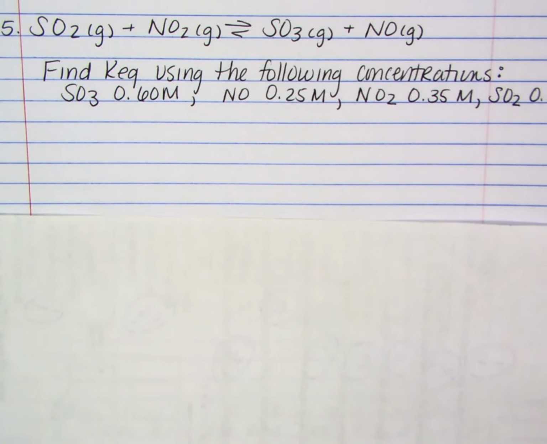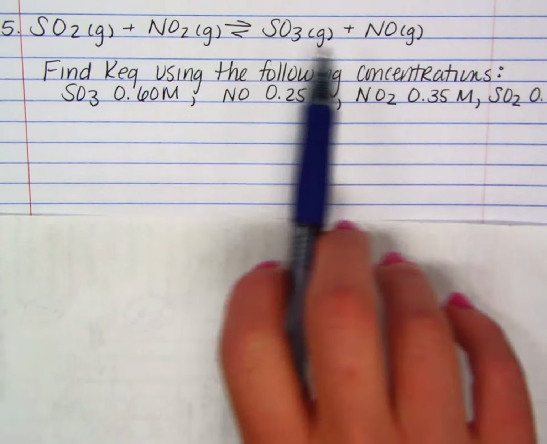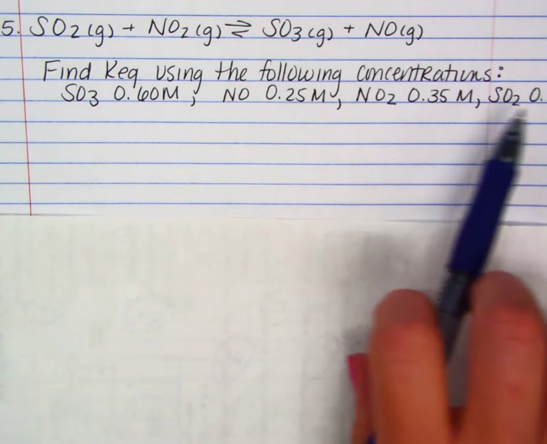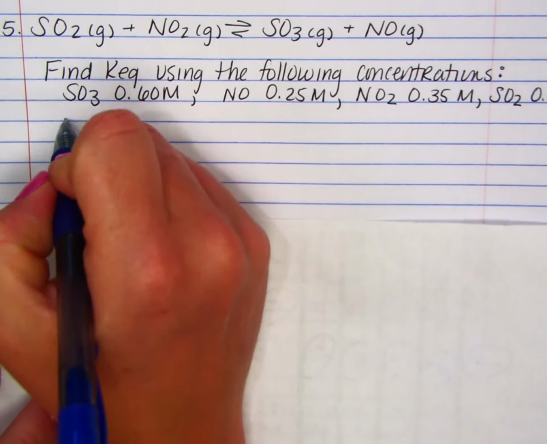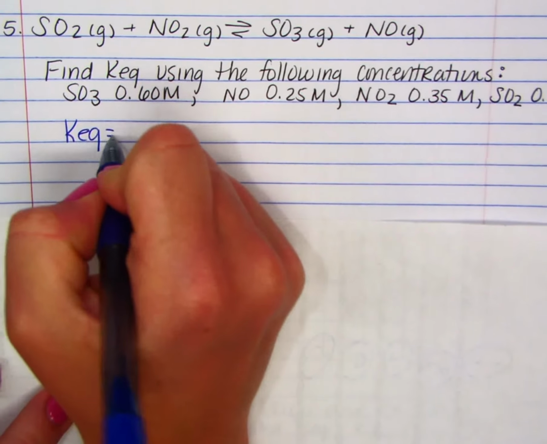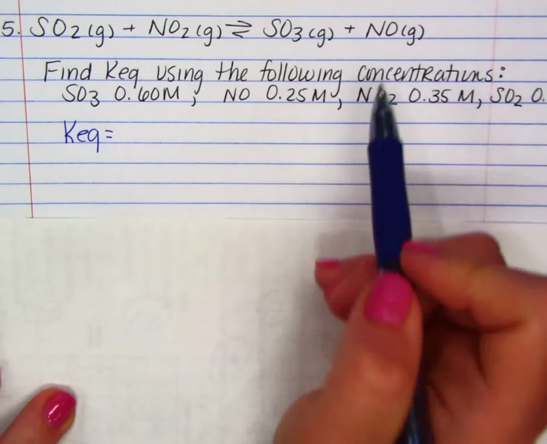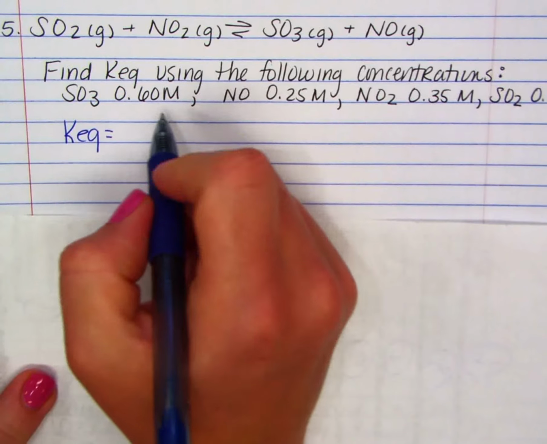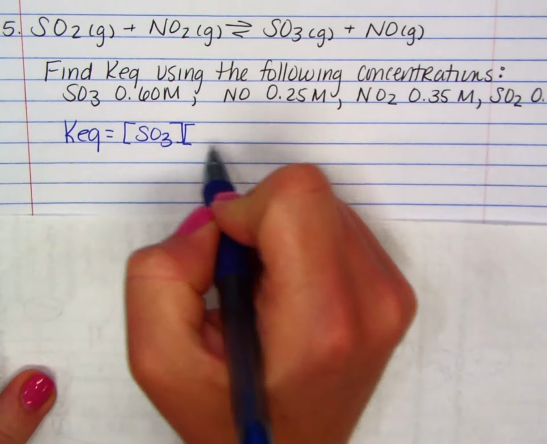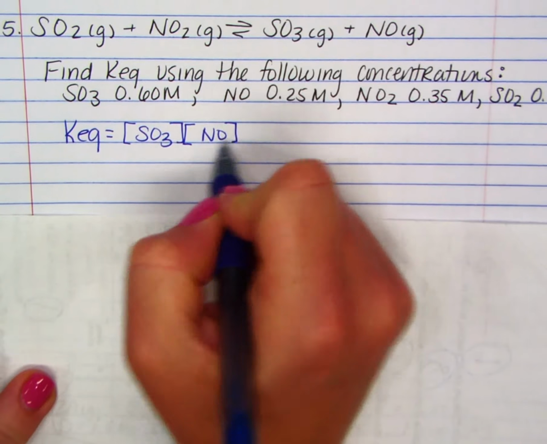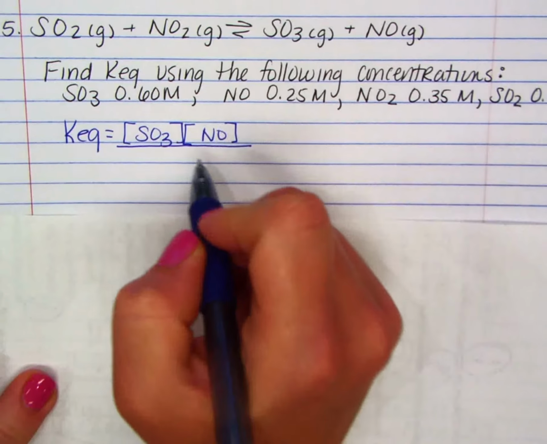Okay, the next thing we're going to look at is how to solve for KEQ. So you're going to be given an equation and you're going to be given some concentrations. And the very first thing you need to do is set up your regular KEQ equation so that you can plug into it. So for this one, KEQ equals, all of these are gases, so I don't cross anything out. I'm going to have SO3 times NO, and there's no coefficient, so we don't need a power for any of these.